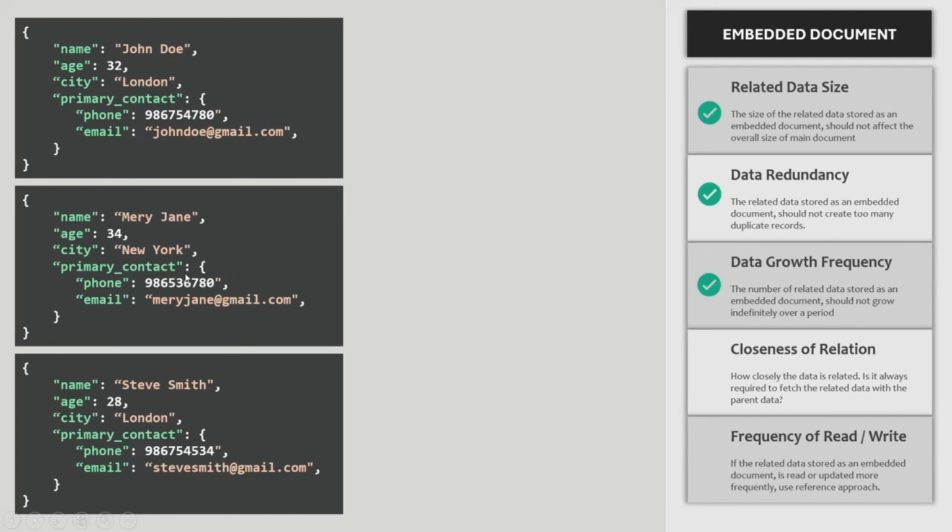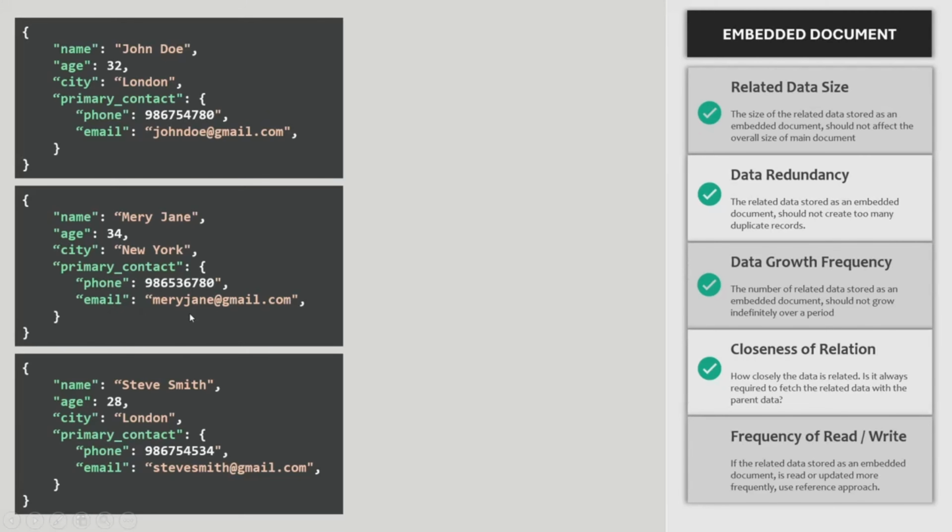So in that regard also, the embedded document approach is fine because in that way, we will only have to query a single collection. Since the customer detail and his primary contact is present in the same document, we will have to query a single collection. Here, we will not have to query multiple collections.